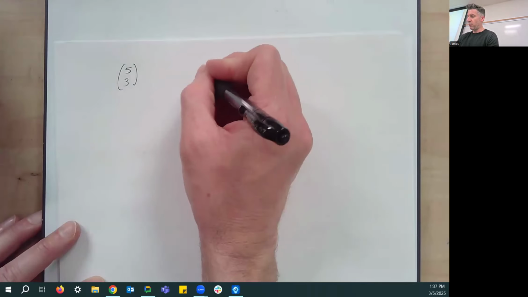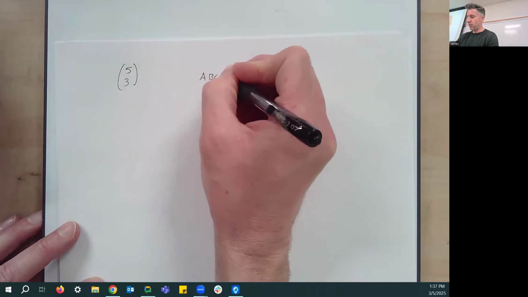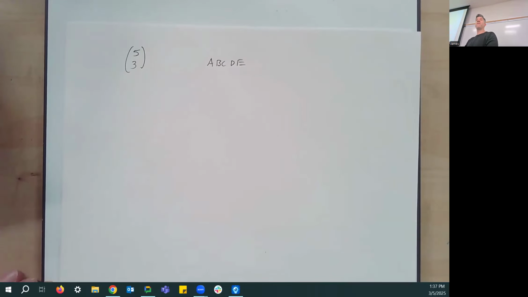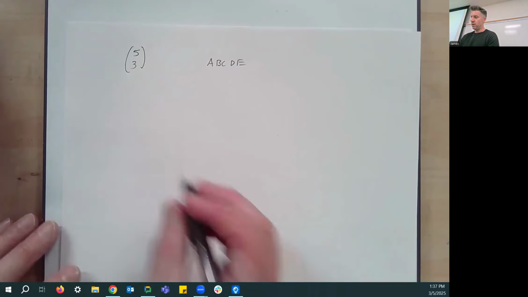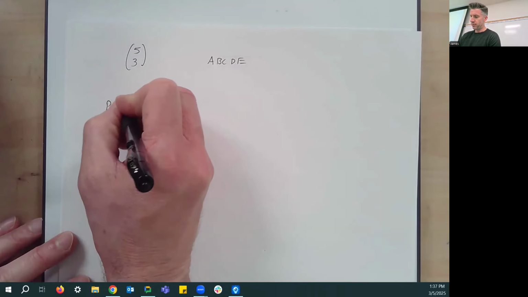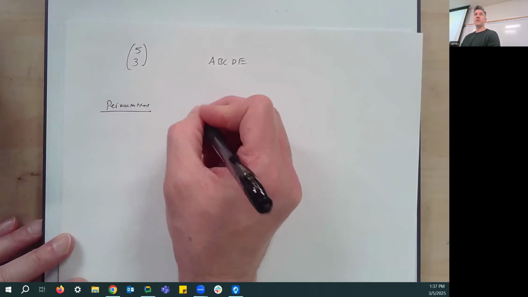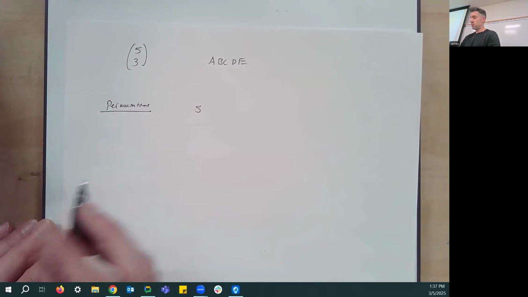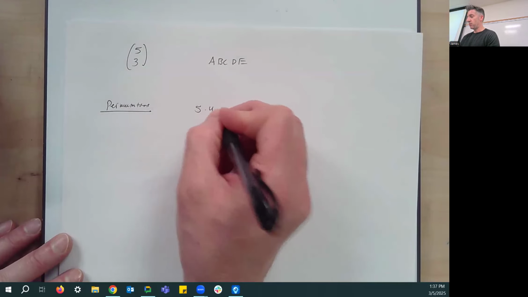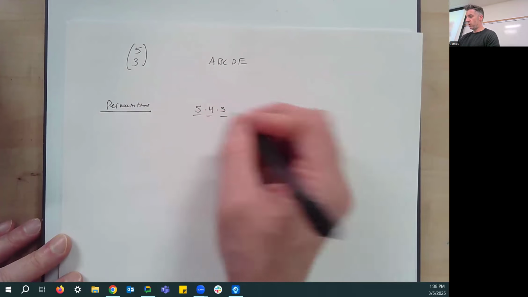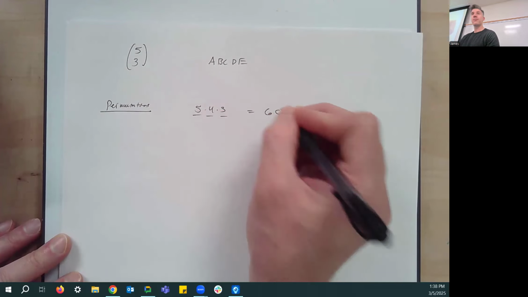So if I want to know the number of ways I can pick 3 things out of 5 things, it's the number of ways I can permute 3 things. So let's do the permutations first. So for permutations, I have 5 choices for the first spot, 4 choices for the second, 3 choices for the third. That's going to equal 60.